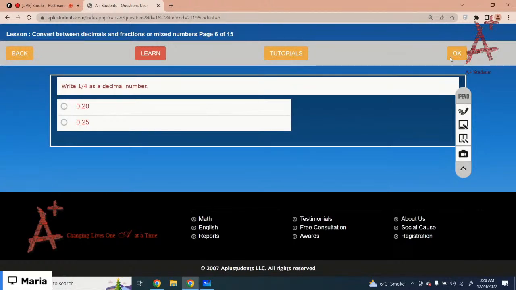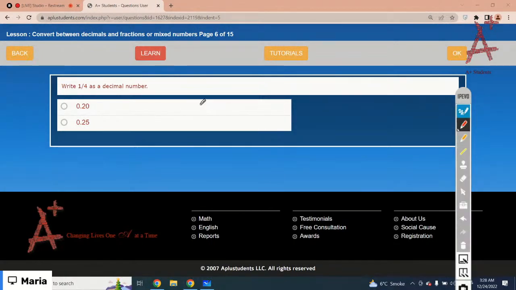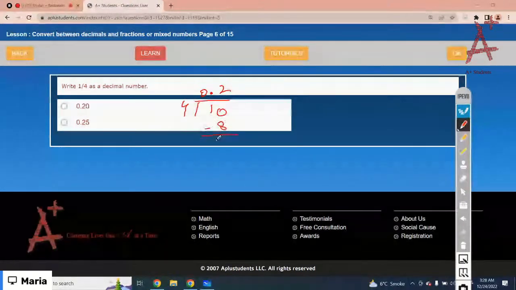Okay, the next one is you have to write 1 by 4 as a decimal number. So just divide 1 by 4 using the long division method. Got it? It would be 1 over 4. Can we divide 1 by 4? No, you have to put a decimal point over here and a 0 over here. Got it? So 4 times 2 is 8. So 10 take away 8 is 2.